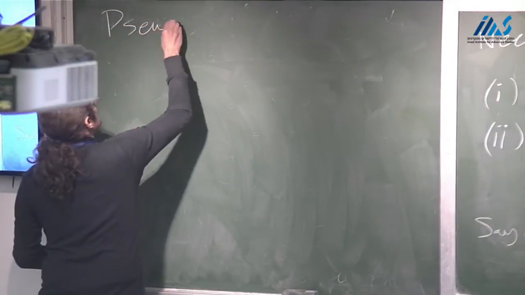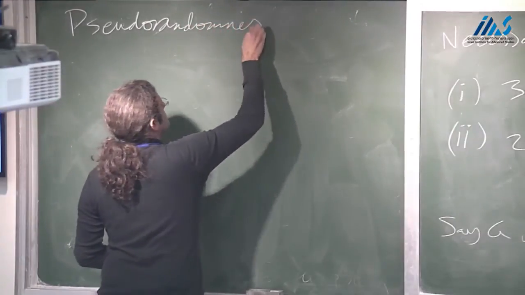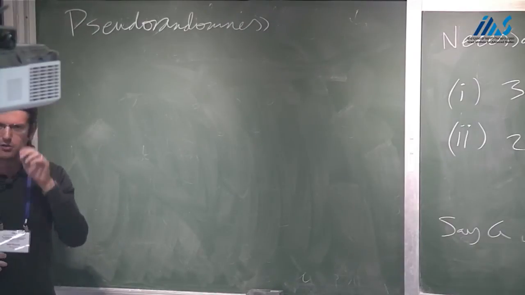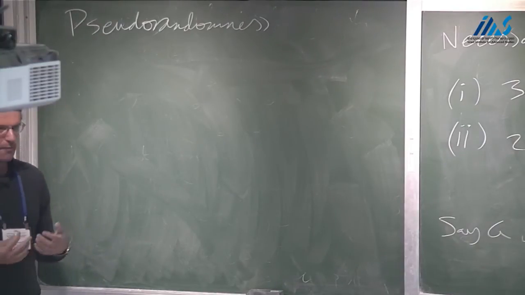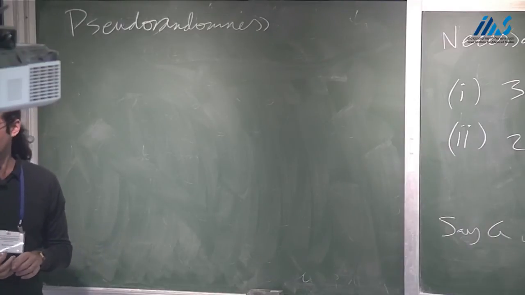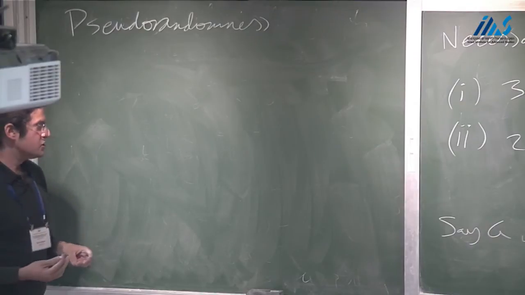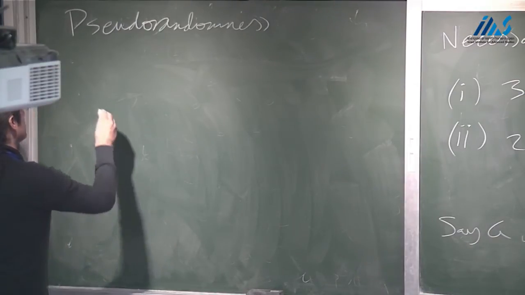Pseudorandomness. There are various ways of saying what it means for a graph to be pseudorandom. The idea is you take some deterministic property of a graph which holds with high probability in a random graph. Let me give you a particular definition.